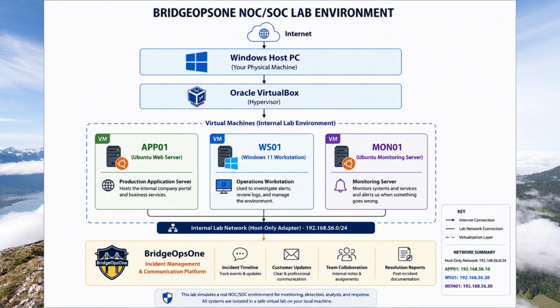Okay, guys, before we get started, I just want to show you our architecture real quick. At the center of our environment, we have our application one server, which is our production application server. Then we're also going to build our workstation server one, which is going to be our operations workstation, where we will investigate issues and manage our environment. And finally, we're going to build our monitoring server one, which will alert us when something goes wrong. As the series progresses, we'll intentionally break parts of the environment and learn how to troubleshoot them just like we would on a real operations team.